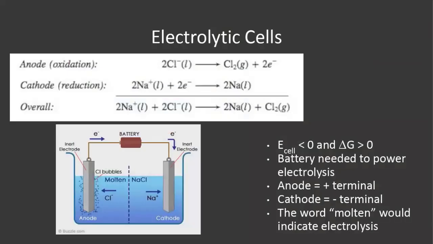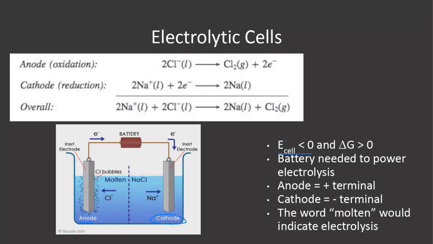So finally, our last type of cell that you'll need to know for this test is electrolytic cells. In these cells, it's still the same: the anode is oxidized, the cathode is reduced. The important thing with this cell, though, is that your E cell is less than 0, which means that your delta G would be greater than 0. So we know that delta G greater than 0 means that the reaction does not occur spontaneously. So we need something that will allow the reaction to occur, because it's not going to occur naturally.